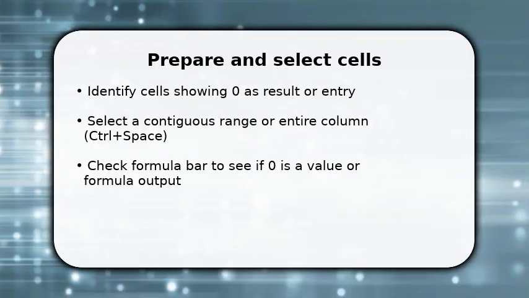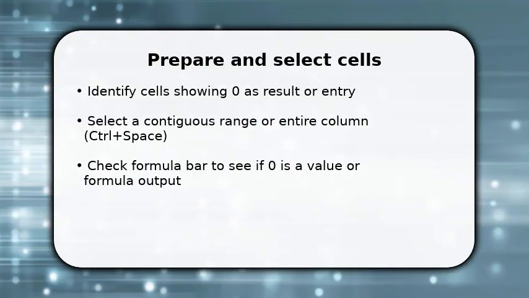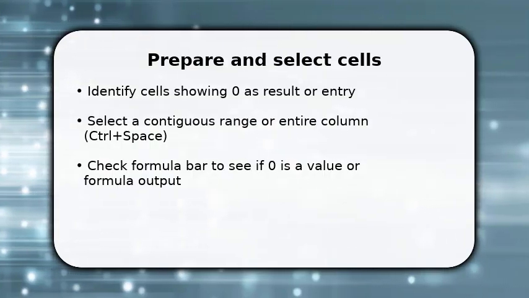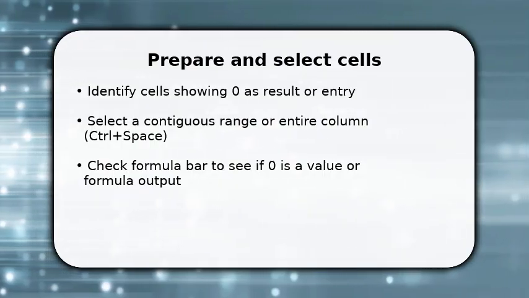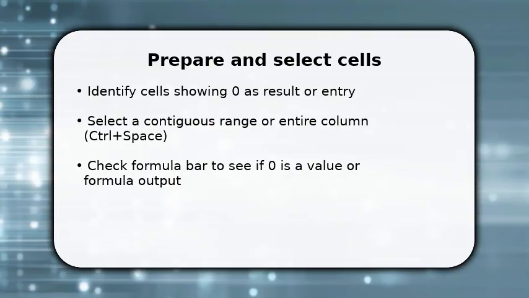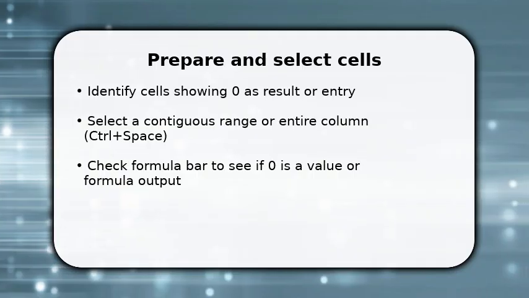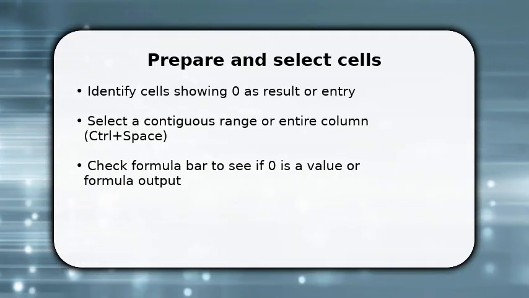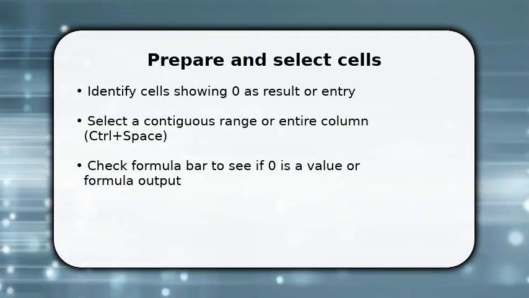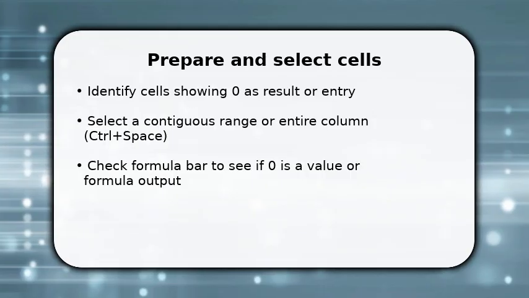You start by selecting the exact cells you will change. Don't select the whole sheet unless intended. Once selected, inspect the formula bar to determine whether 0 is a typed value or a formula result, because the method differs. If this is a display issue from formatting or conditional formatting, you'll handle it differently.